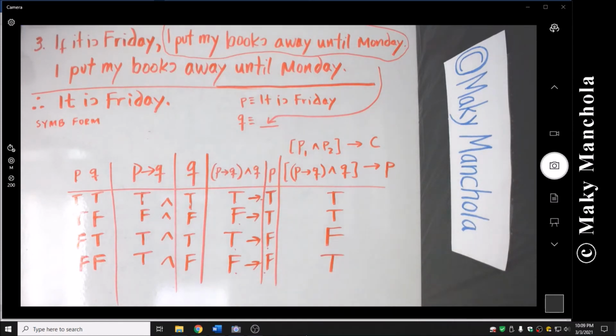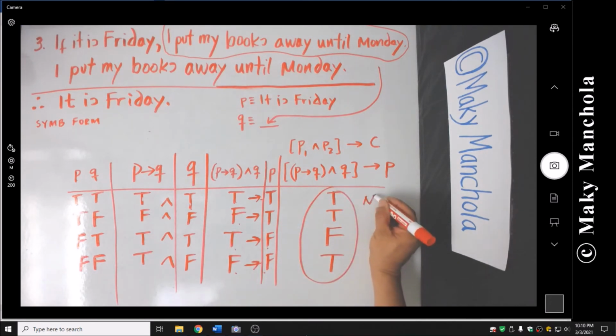Okay, so here's what we just found out. We found out that the conjunction of the premises implies conclusion fails to be a tautology. This one's not a tautology. What does that mean? It means that the given argument is invalid.